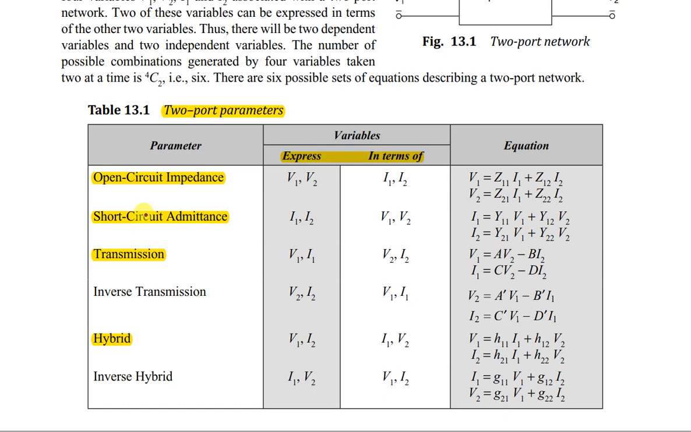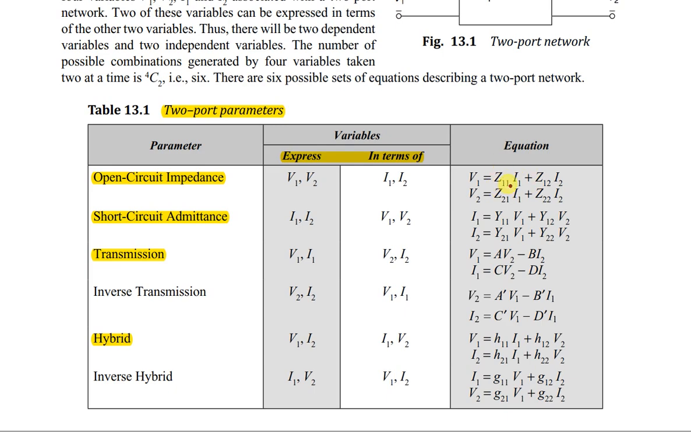For your syllabus, you have to study four two-port parameters. That is Z parameters, also called open circuit impedance parameters, where we are going to express voltages in terms of currents. So write V1 and V2. Here you have to express V1 and V2 in terms of I1 and I2. Write I1 here, I2 here. So V1 is equal to some parameter into I1 plus some parameter into I2. That is called Z11.